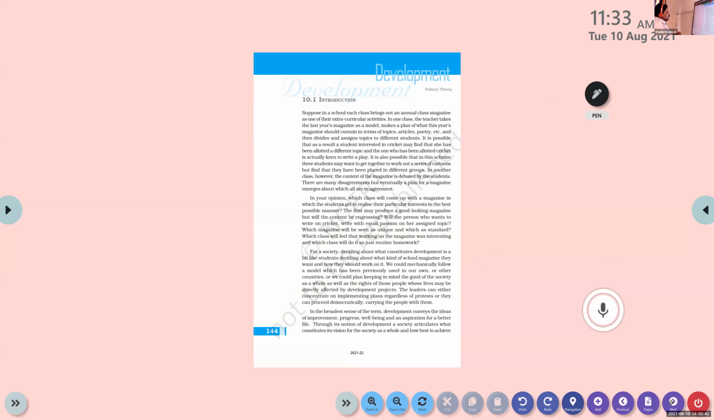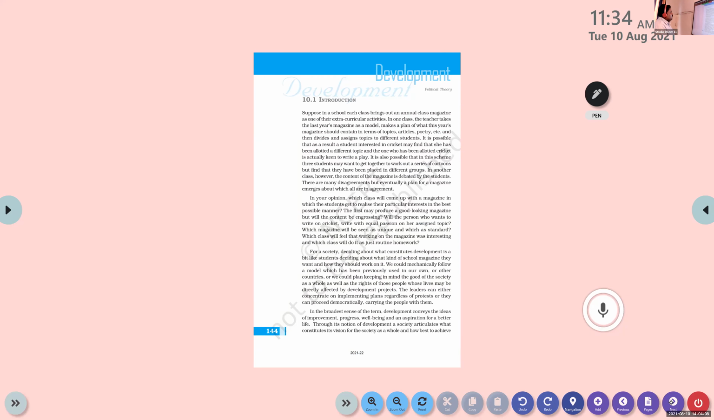Suppose in a school, each class brings out an annual class magazine as one of their extracurricular activities. In one class, the teacher takes last year's magazine as a model, makes a plan of what this year's magazine should contain in terms of topics, articles, poetry, etc., and divides and assigns topics to different students. It is possible that a student interested in cricket may find that she has been allotted a different topic, and the one who has been allotted cricket is actually keen to write a play. It is also possible that in this scheme, three students may want to get together to work out a series of cartoons, but find that they have been placed in different groups.